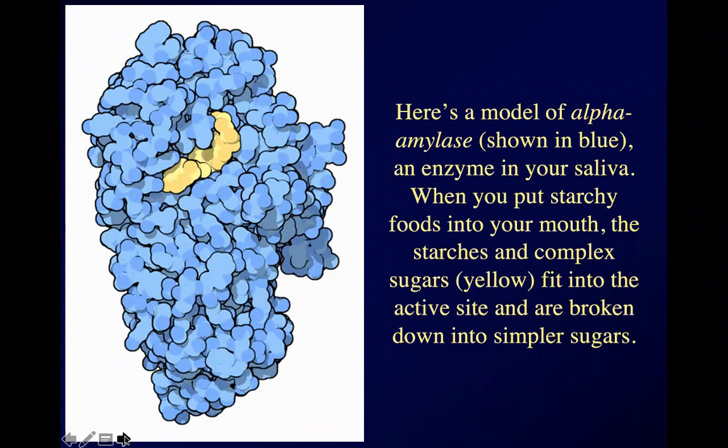So again, if you just put a saltine cracker in your mouth and hold it there, as your saliva starts soaking into the cracker, the amylase starts binding to molecules of starch. Diagrammed in yellow, that's a fragment of a starch molecule that has fit into the active site. And once it's in the active site, the starch will get broken down into simpler sugars.